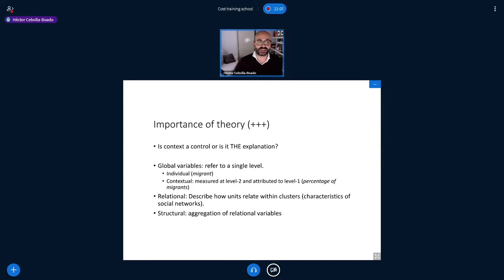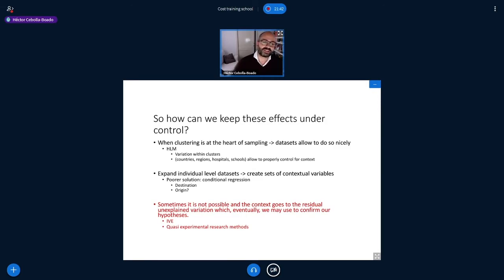Are we measuring context as an aggregation of level 1 or individual-level attributes, or are we measuring context using some institutional factor that is constant for individuals within the cluster we are studying? So everything having to do with the explanatory status of our independent variables has to be clear from the beginning, and then we have to adjust to the kind of data that we have. This is what I'm going to show in my next slides.